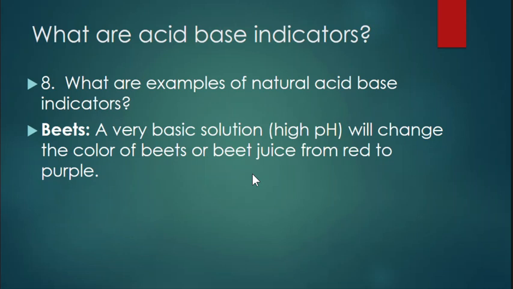But have you not noticed, those of you who like beets, you put the beets in water, and pretty soon the water is what? Purple. So beets are similar to cabbage juice. Beets in a very basic solution will change the color from red to purple. So if it's really purpley, it must be in a base. If it's red, it must be an acid.